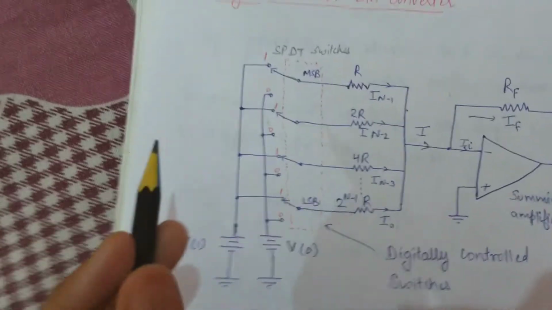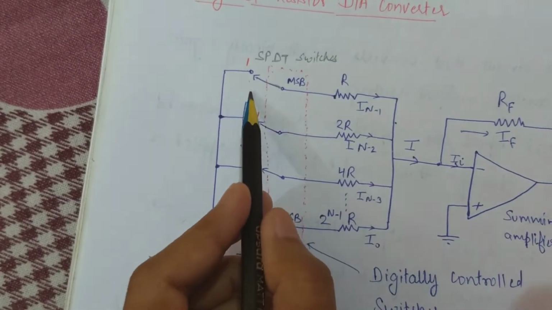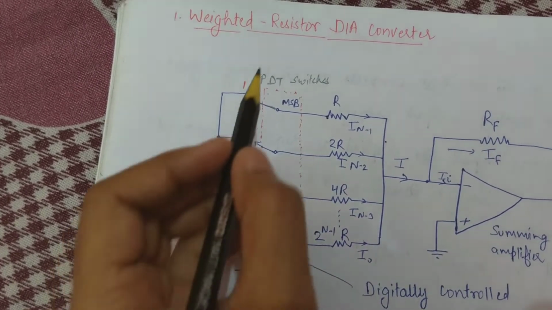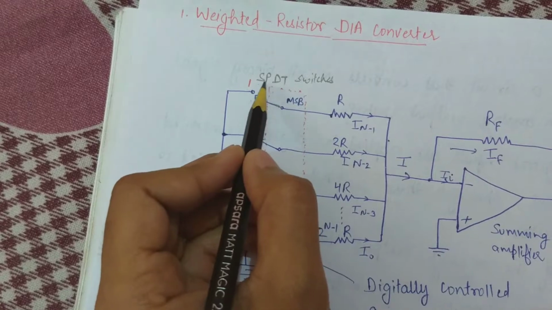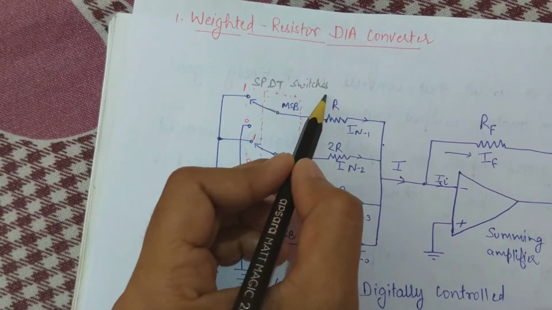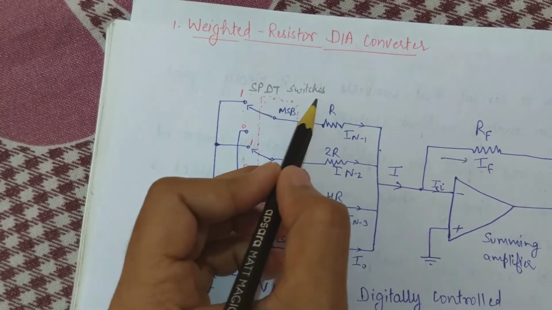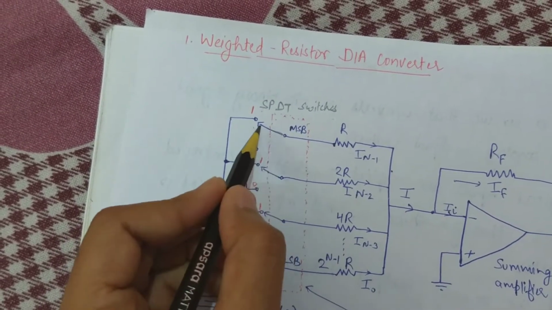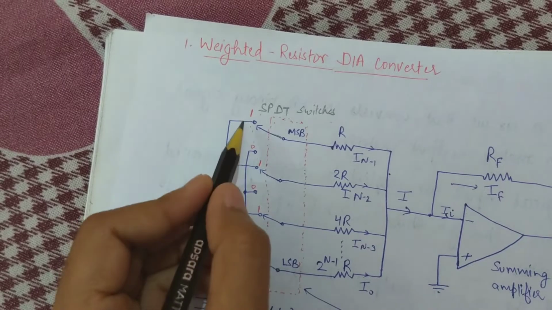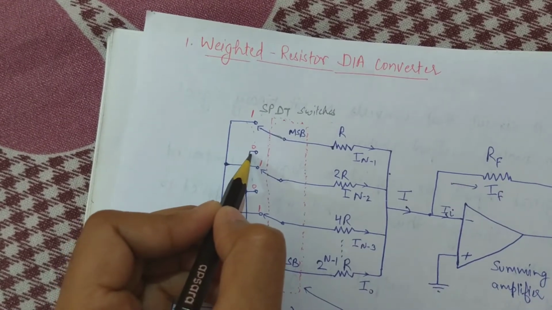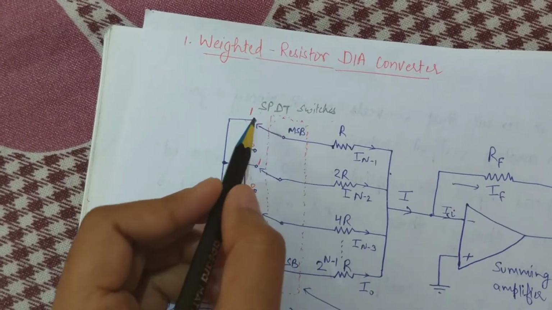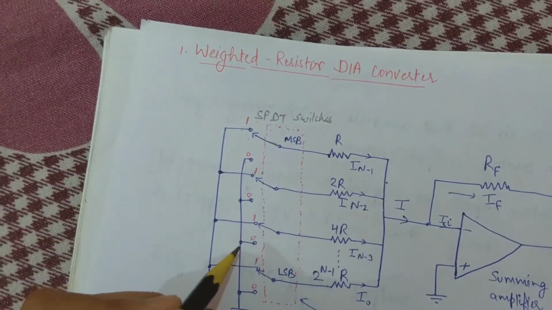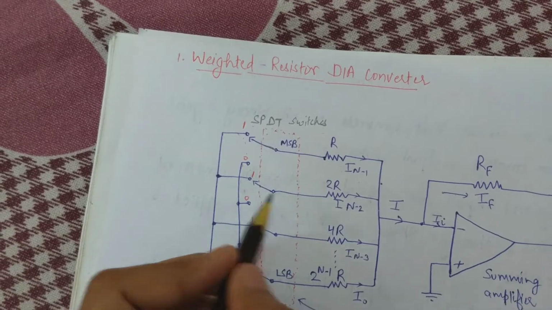So here you can see that these are the digital switches which I was talking about, and these switches are single pole double throw switches. Why single pole? You can see there is a single pole which can be thrown to two positions, either 1 or 0. Okay, that is why it is called single pole double throw switches. With the help of these switches, we apply digital input to the circuit.